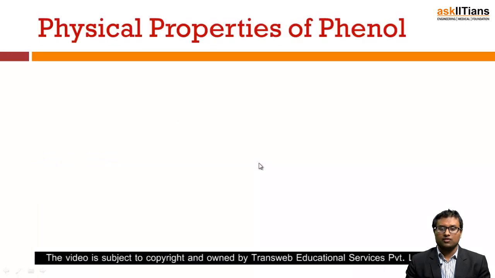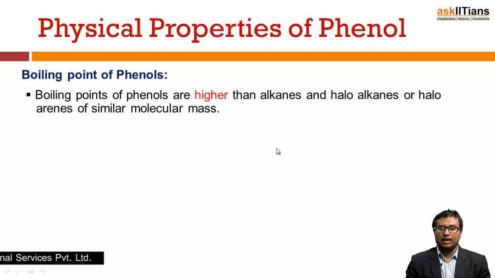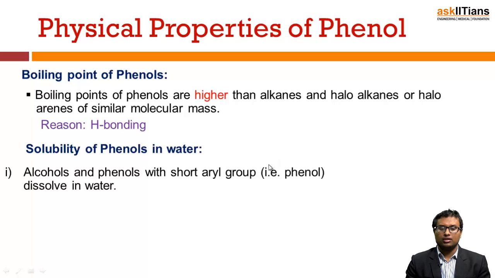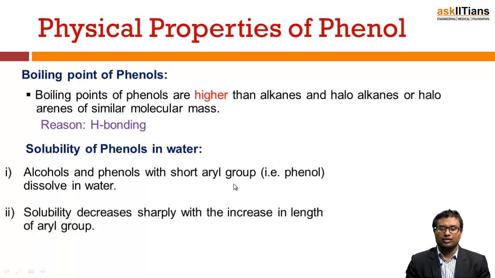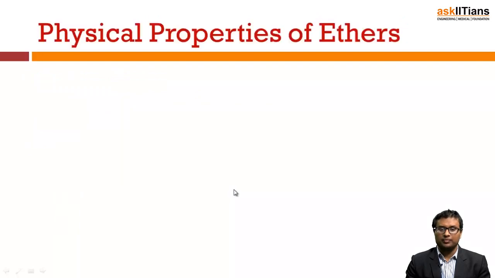Next, the physical properties of phenols. Boiling points of phenols are higher than alkanes and haloalkanes or haloarenes of similar molecular mass. Again, the reason is hydrogen bonding. Solubility of phenols in water: alcohols and phenols with a short aryl group dissolve in water. The solubility sharply decreases with the increase in length of the aryl group. The same concept applies, because of the increase in surface area.